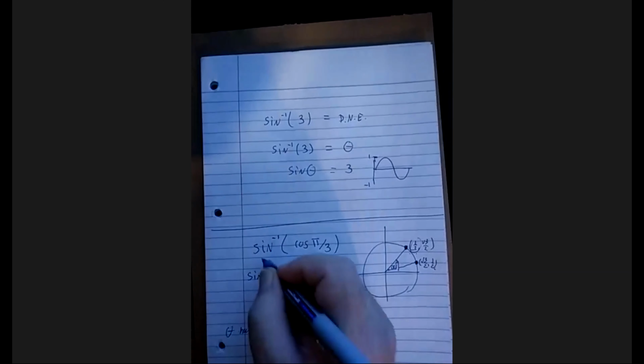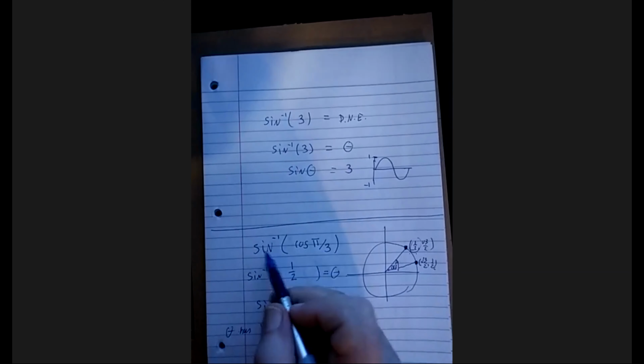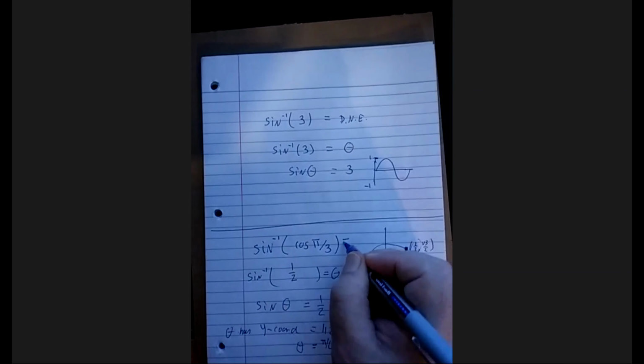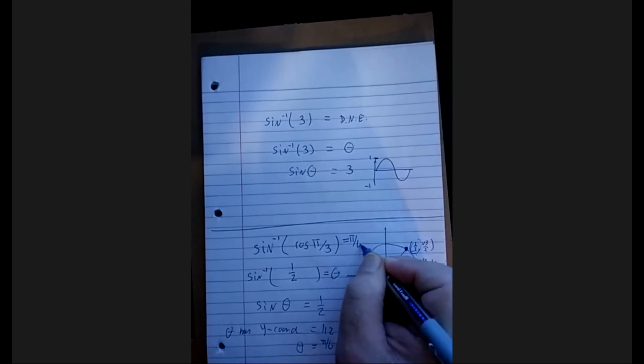So the combined answer to what is the inverse sine of cosine of pi upon 3, the answer is pi upon 6. So first we found the cosine, and then we found the inverse sine of that number, and it ends up being the angle pi upon 6.